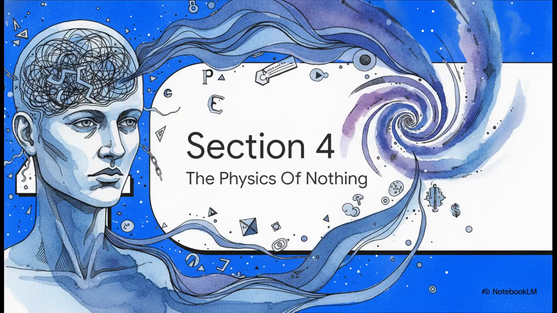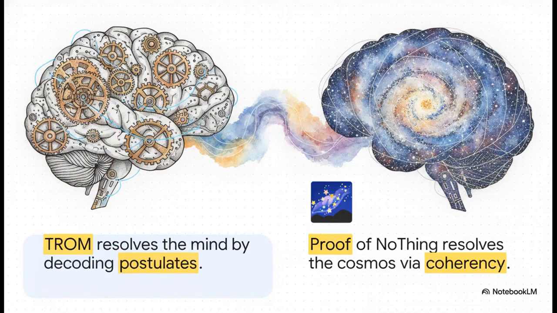Section 4, the physics of nothing. Now, this framework doesn't just stop at human psychology. It scales all the way up to the cosmology of the physical universe itself. This is where the puzzle pieces of our source texts perfectly snap together.